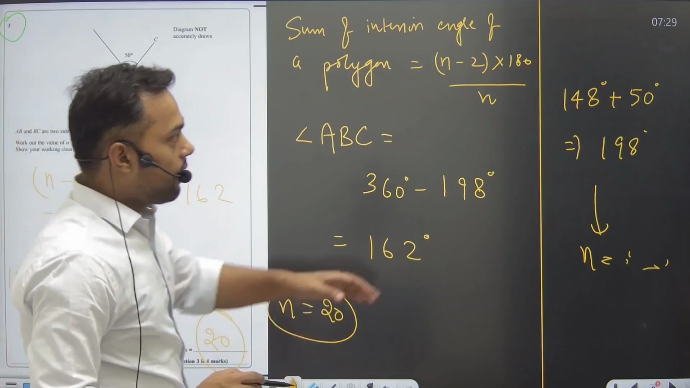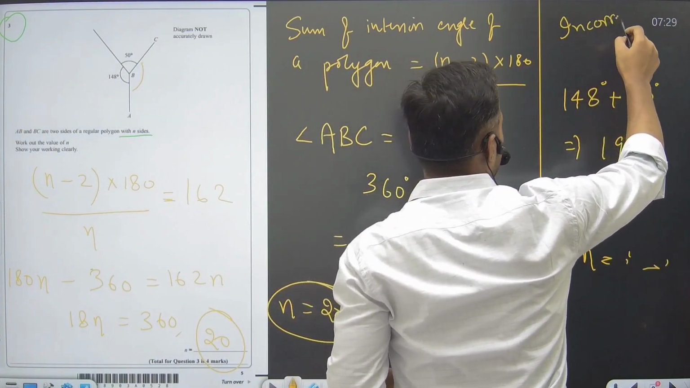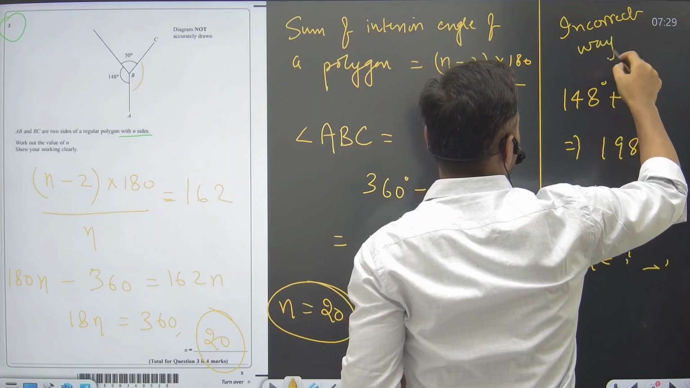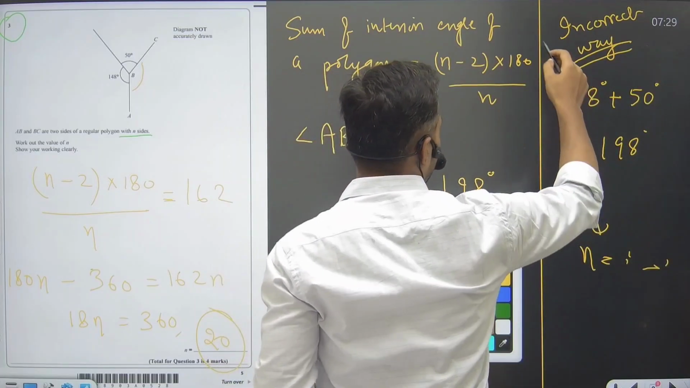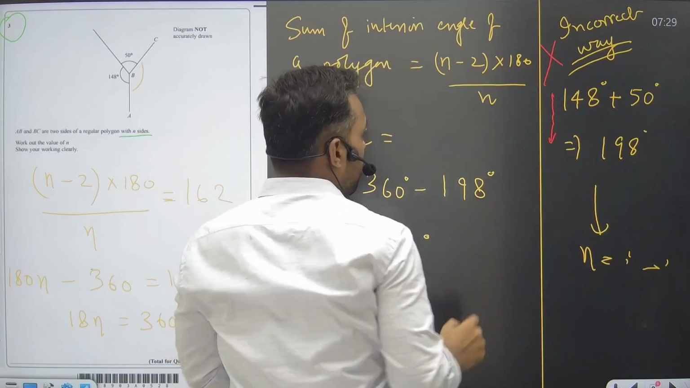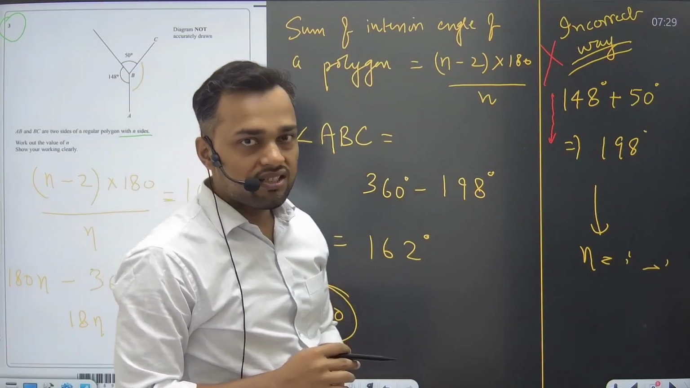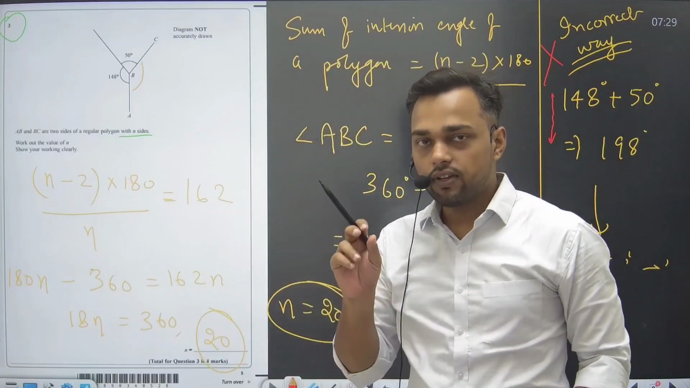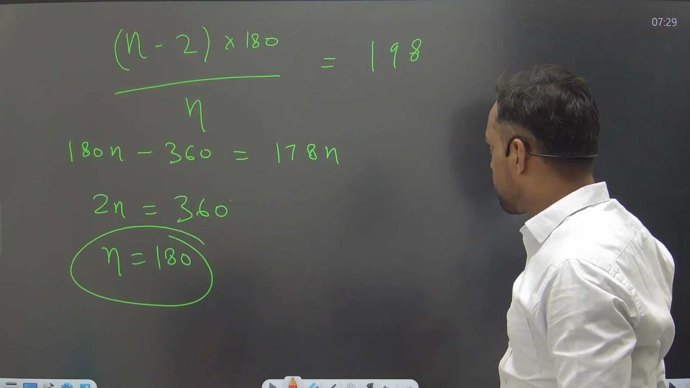Okay, I have told you the incorrect way to attempt this question as well. This is the incorrect way. If you directly add the angles and then plug the values, you will get the negative value of n, which is incorrect. Now let's move to the next question.